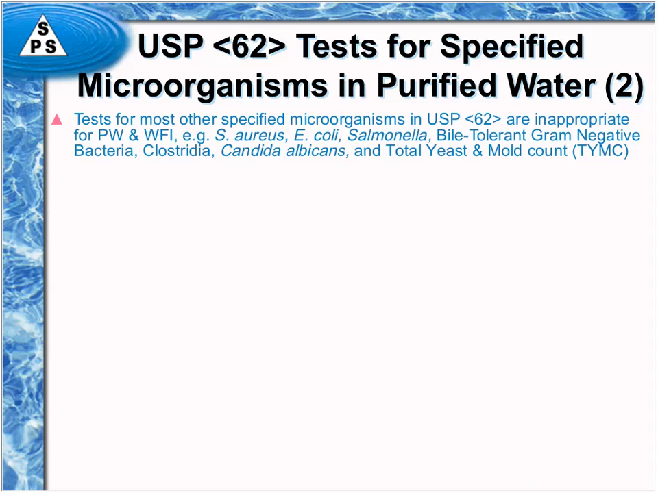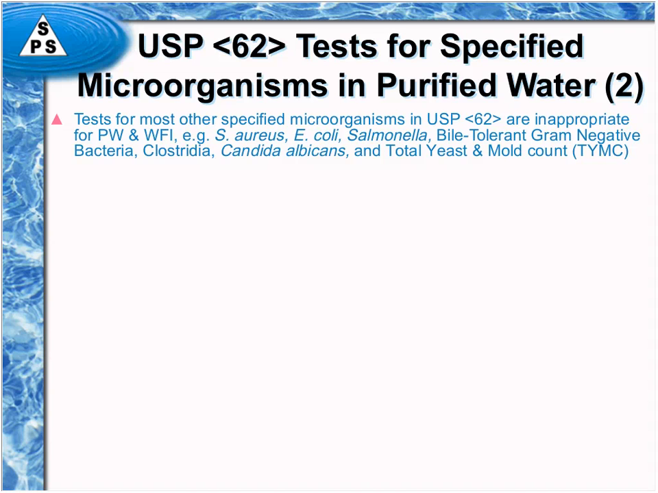There are other tests in USP 62, tests for Staph aureus, E. coli, Salmonella, bile-tolerant gram-negative bacteria, Clostridia, Candida albicans, and of course in Chapter 61 there's a total yeast and mold count. These are all things that should never be tested for in your purified water or water for injection because it is not possible for them to be there. You shouldn't be testing these organisms in your water.